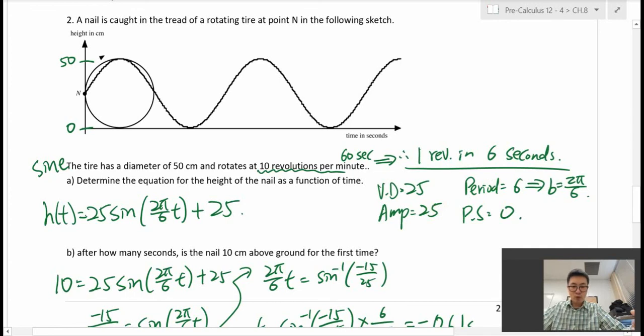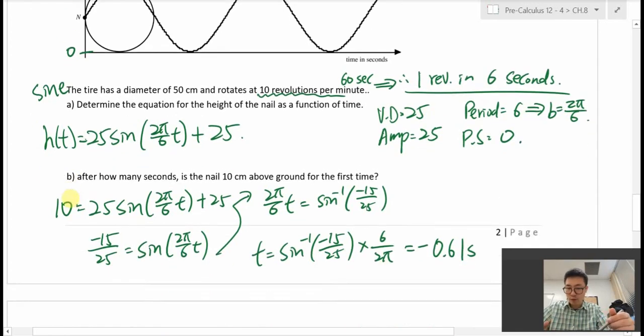Period. So this is where it's tricky. It says it rotates at 10 revolutions per minute, which means one revolution is actually 6 seconds, right? 1 minute is 60 seconds. If it's 10 revolutions per 60 seconds, that means each revolution takes 6 seconds. So that's the period, okay? Period is 6 seconds, which means B is going to be 2 pi over 6. And because we're writing a sine graph, the phase shift will be 0 in this case. So h of t is going to equal 25, that's A, so amplitude 25, sine of 2 pi over 6, that's B, times t, plus the vertical displacement of 25.